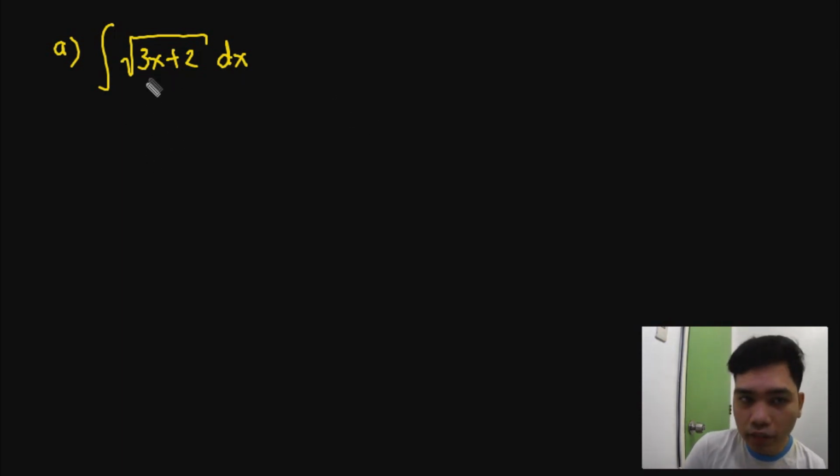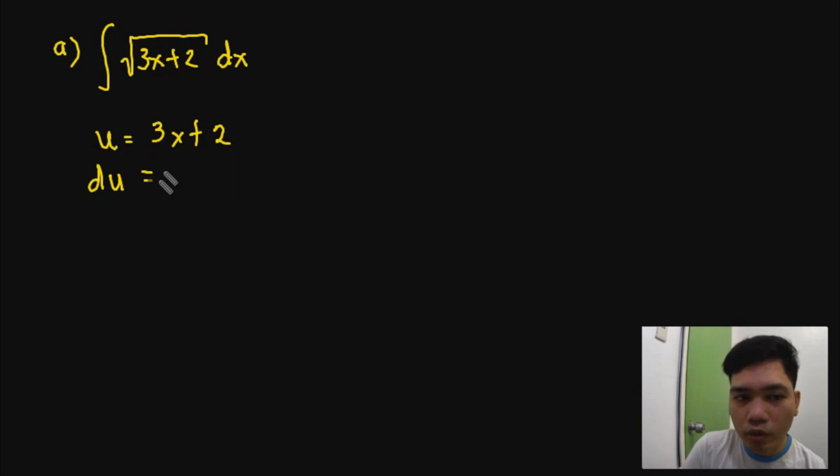Okay, so una natin is check natin yung ating inside function. We have 3x plus 2, so that is u is equal to 3x plus 2. And then we take the derivative of u, and that is du, that is equal to 3 dx. Okay, and then we have to substitute these u and du to the original equation.